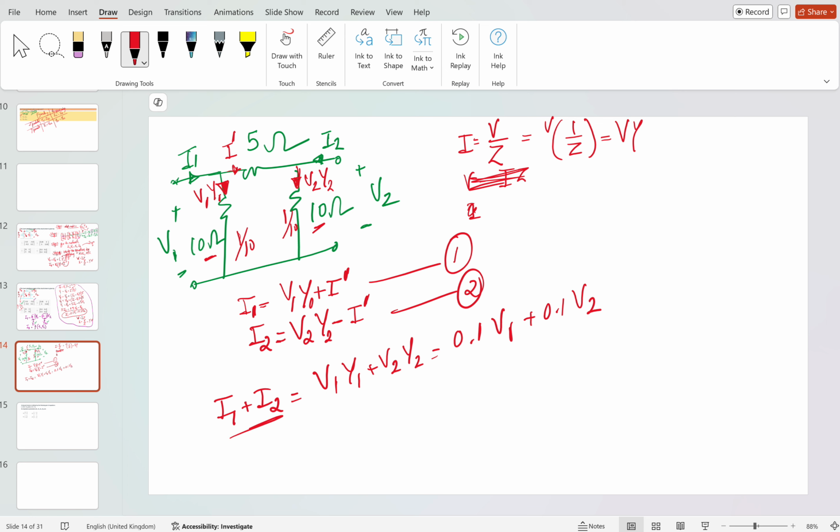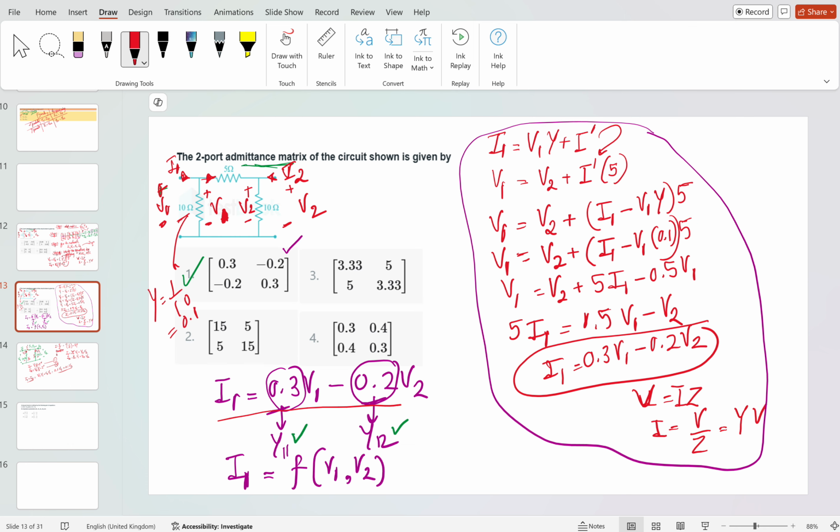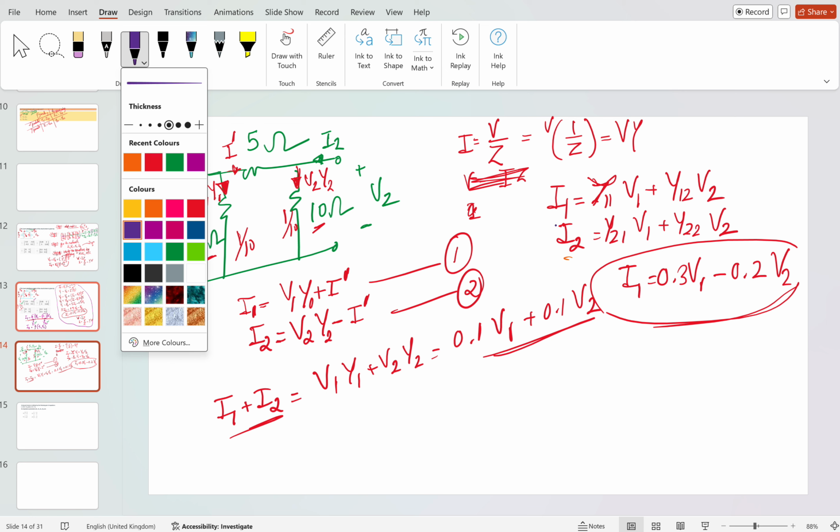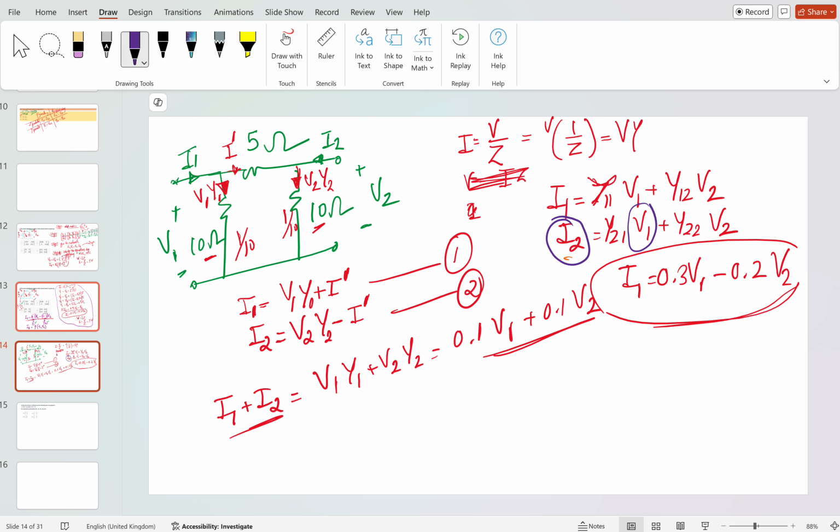Now you have got the two equations here, but you need the equation in this form: I1 is equal to Y11 times V1 plus Y12 times V2, and I2 is equal to Y21 times V1 plus Y22 times V2. Getting my point? Here we have already got I1 is equal to 0.3 times V1 minus 0.2 times V2. One equation we have already got. Now for the second equation, you need I2 as a function of V1 and V2.